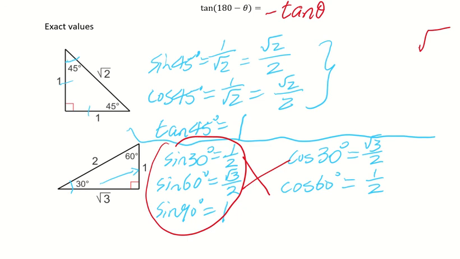And cos 90 is sine 0, which is 0. Okay? All right, so that's the main part for today's lesson.